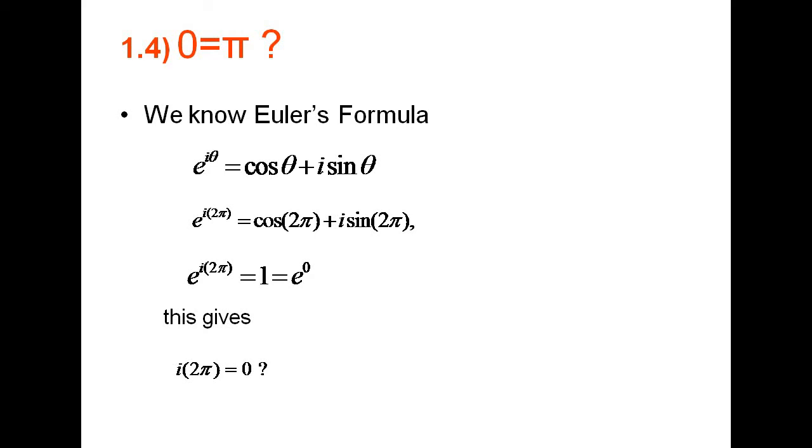I 2 pi equal to 0. This i is a constant, 2 is a constant, i is equal to the square root of minus 1, this is a constant, 2 is a constant, and we write here pi is equal to 0. Yes.